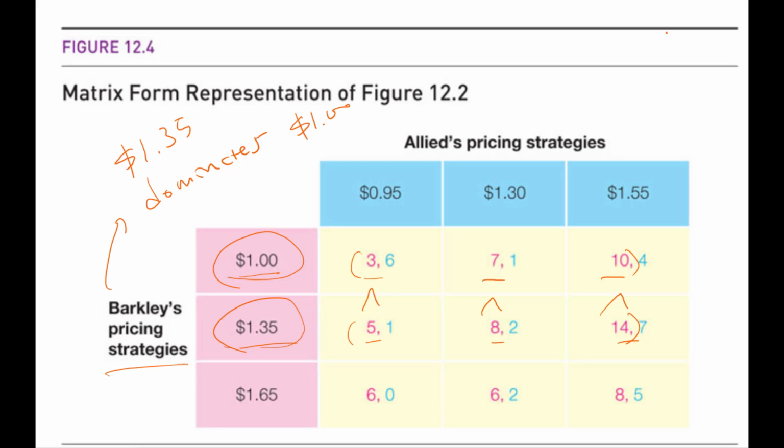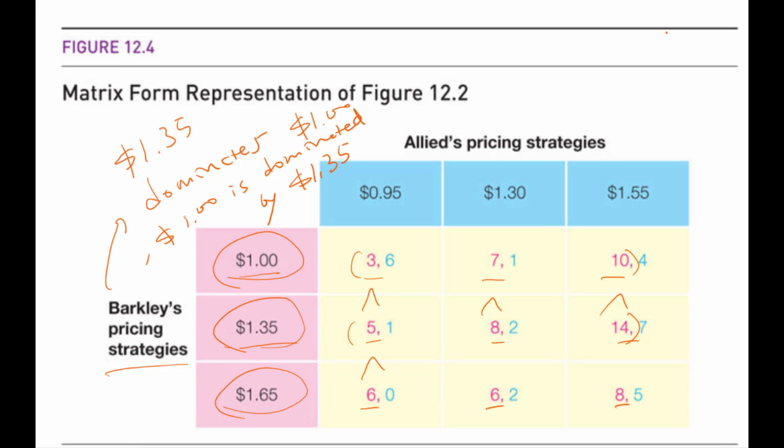another strategy, $1. Or in other words, we can say the $1 strategy is dominated by another available strategy, $1.35, right? Then what about the third strategy? Here, setting a price of $1.65 gives 6, 6, 8, right?